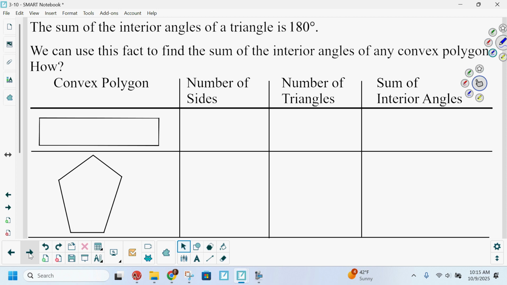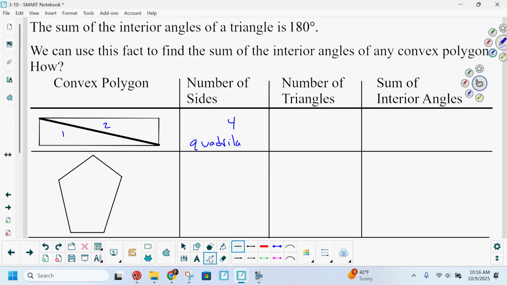So how are we going to do this? We're going to take our straight edge, so hopefully you have a straight edge at the side of your calculator, and from one vertex, we are going to make a diagonal. So right now, I have 2 triangles, 1, 2. So my 4-sided shape, which is called a quadrilateral, has 2 triangles. So that's easy. 2 triangles, 2 times 180 degrees for each triangle, I have an interior sum of 360.